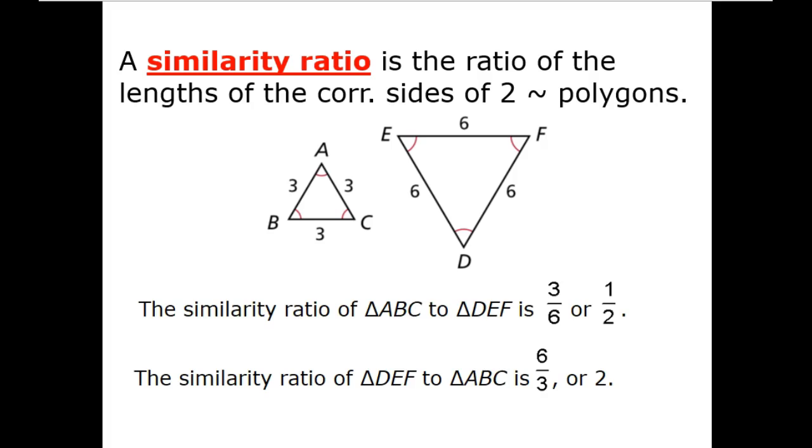Is the numerator always first when you read the sentence? So just ABC to DEF. The scale factor is 2, but the similarity ratio is 1/2. Okay, we good? All right, I'll take that as yes.